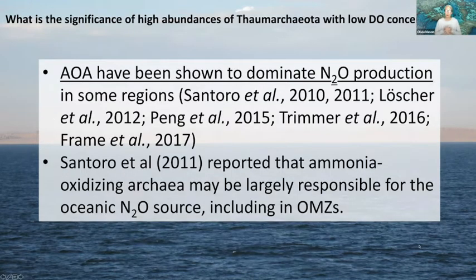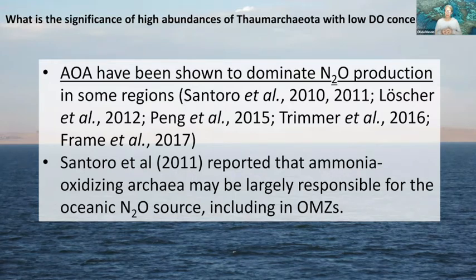Okay, so why do we care? Why does it matter if this Thaumarchaeota is really abundant in these oxygen minimum zones? Remember, one of the first things we talked about was that in these oxygen minimum zones, you have an enrichment of nitrous oxide, a potent greenhouse gas. So where does that nitrous oxide come from?